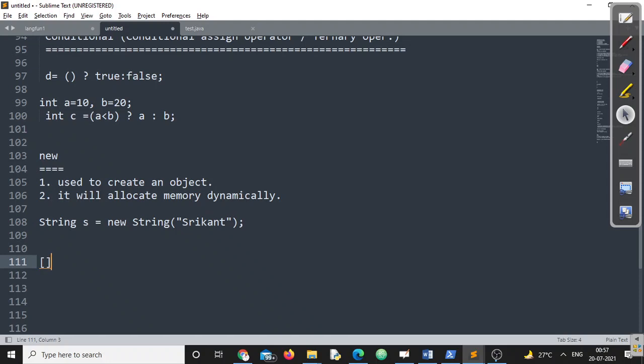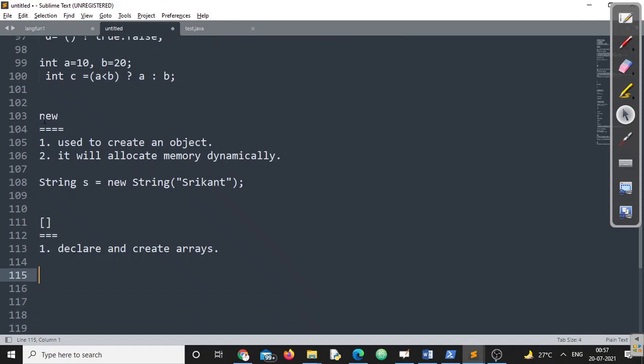The next operator is this. This is called the array operator. This is used to declare and create arrays. Just understand this point. Whenever we discuss arrays, whenever we discuss OOPS concept, we'll definitely discuss both of these operators, and we'll make sure we do a postmortem of the entire thing for these two, right?